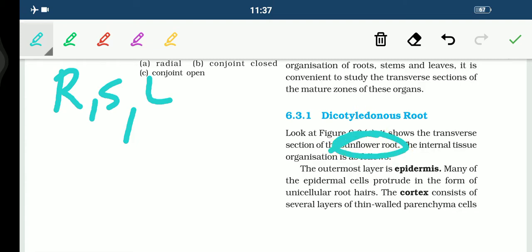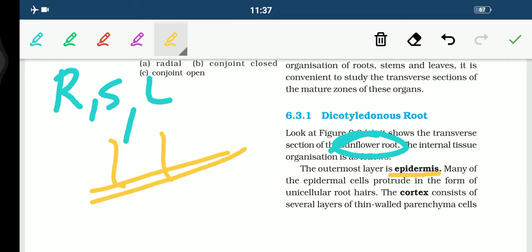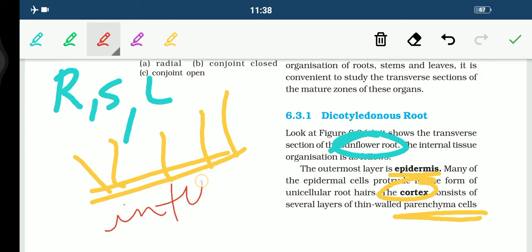Now the outermost layer is the epidermis, right students? If this is the epidermis layer, there are a lot of epidermal hairs that protrude from this layer. Second comes the cortex, which consists of parenchymatous cells, and these parenchymatous cells have intercellular spaces in them.